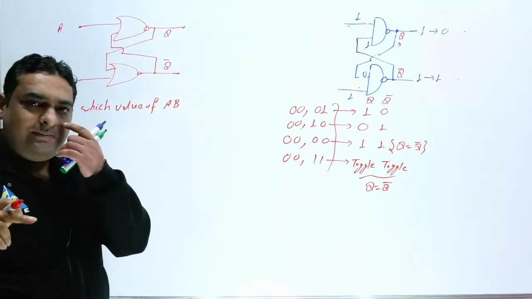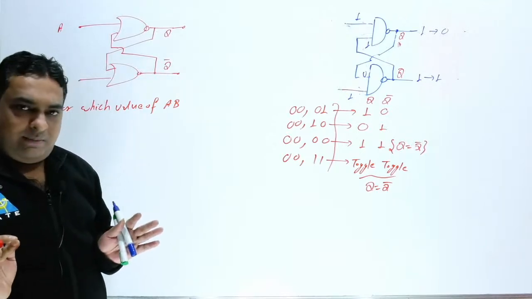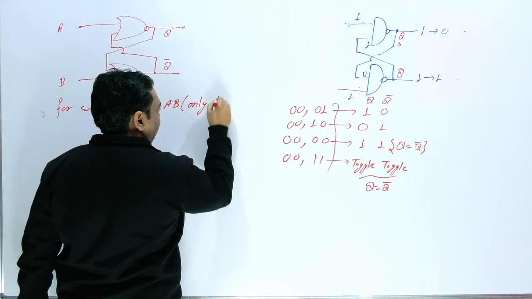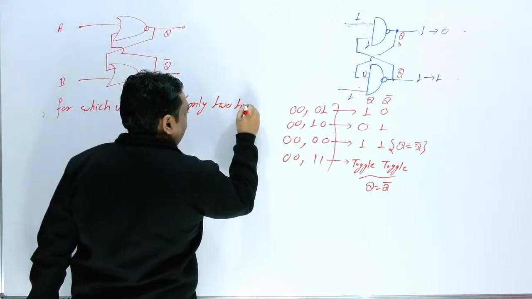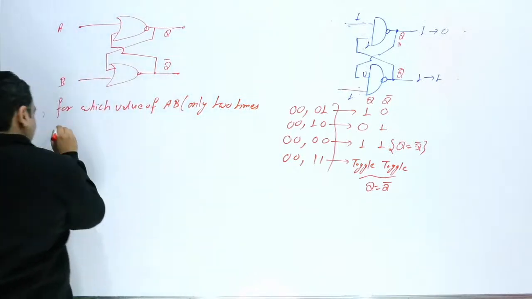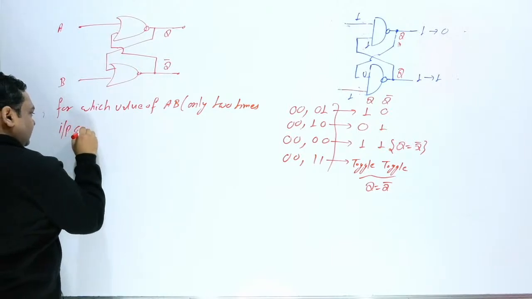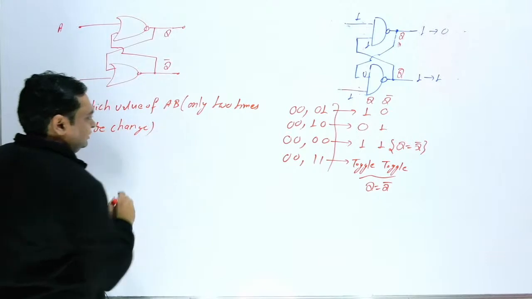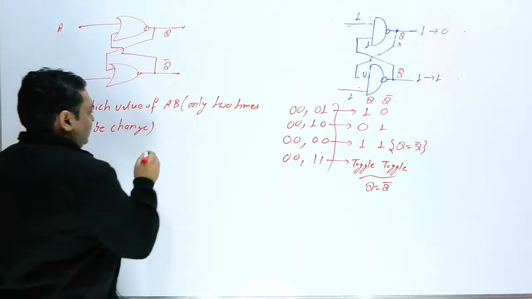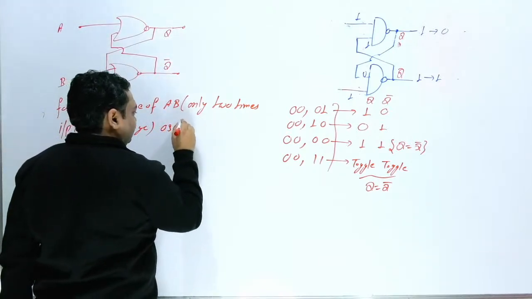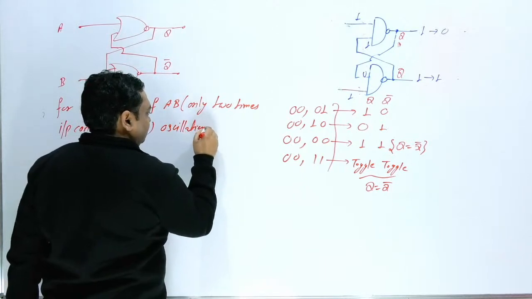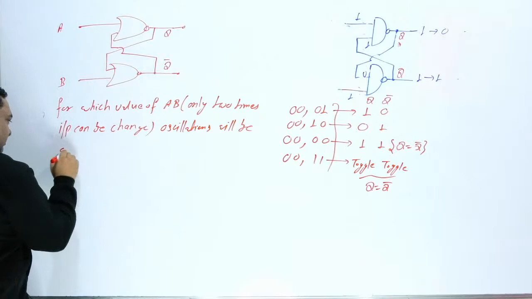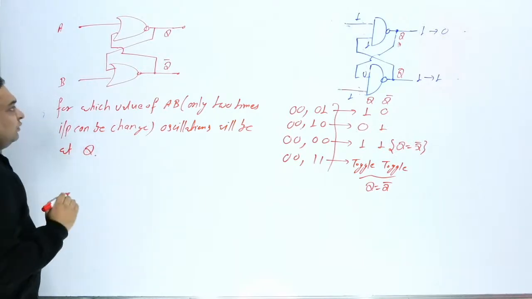The input can be changed only one time. Only two inputs you can apply, for which values of AB, only two times. So only two inputs you can use here. The oscillations will be at the output, at Q.